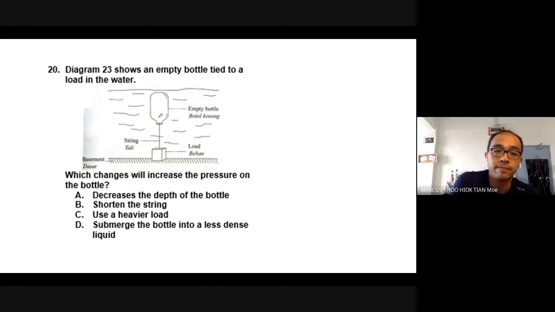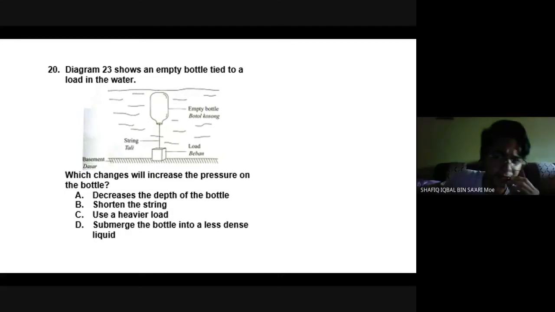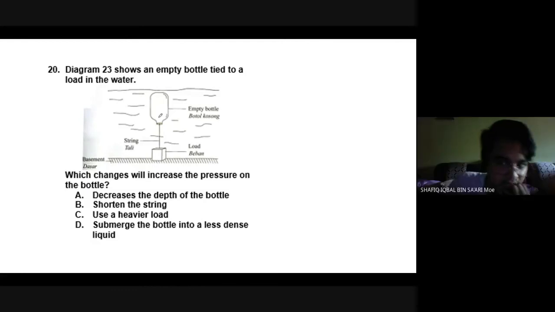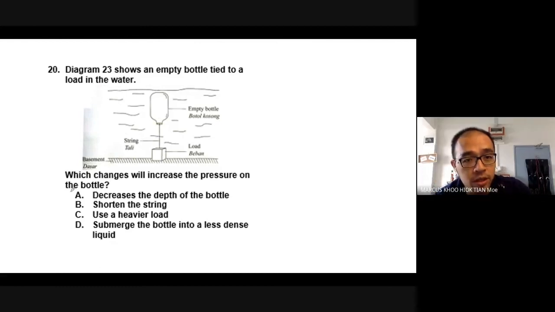So what changes will increase the pressure on the bottle? Okay, what do you think? Let's ask Iqbal. I always make the mistake of calling Iqbal as Elijah. So since I called Elijah, I must call Iqbal. What do you think the answer for this is, Iqbal? Shafiq, what do you think is the answer? B. Sorry, did you say D or B? B. Okay, shorten the string.